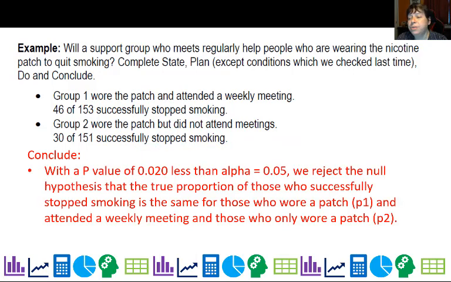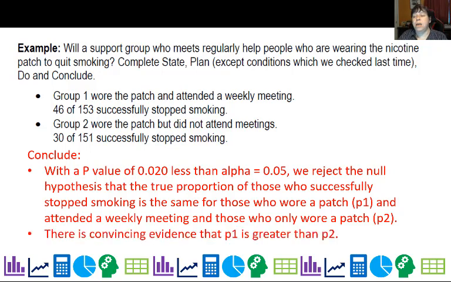So I can conclude that with a p-value of 0.020, that's less than the alpha of 0.05. We reject the null hypothesis that the true proportion is the same between the two, and we say there is convincing evidence that P1 is actually greater than P2. Remember to include this context in your free response answers.